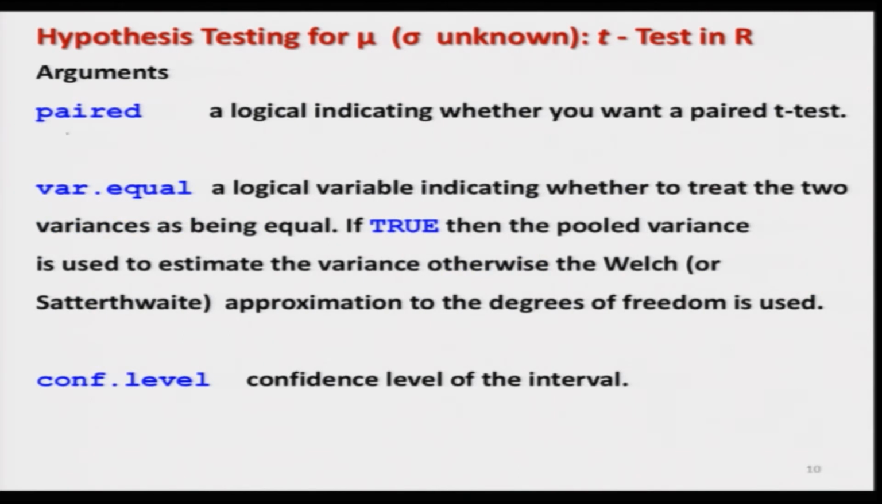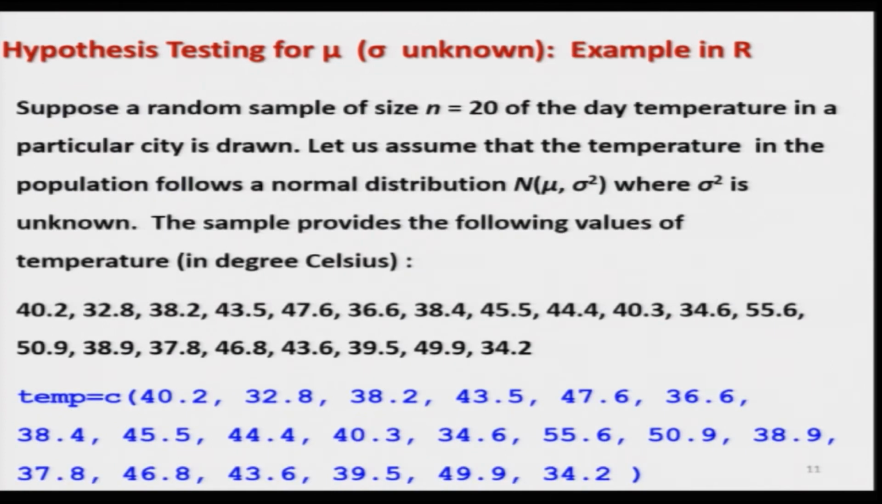And I have given you here the option for paired, that is for the two sample paired t-test, and var.equal, that means whether the variances are equal or not, and conf.level, this is the value of 1 minus alpha. So now using these options you can conduct any sort of test of hypothesis.